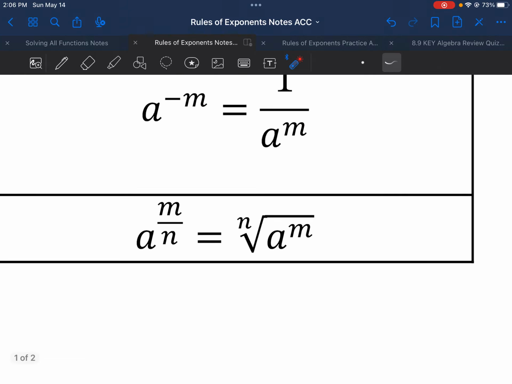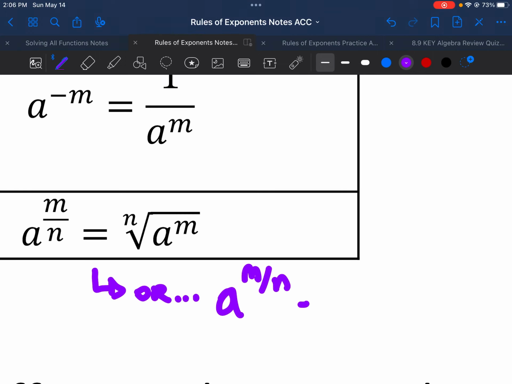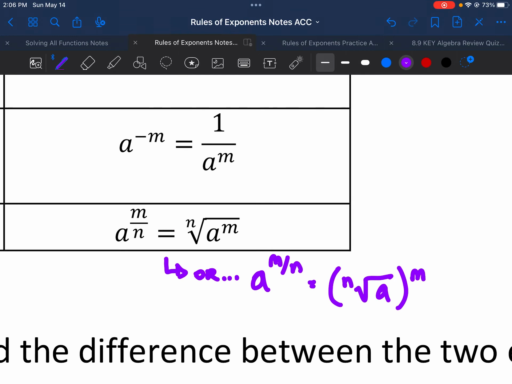Okay, and then we have our fraction exponent rule. If you have some base a being raised to a fraction exponent m over n, then what we can say is that the denominator represents the root that we're going to take, the nth root of a to the m power. Another way to write this, a to the m over n power is equal to the nth root of a, all to the m power. So these two are equivalent to each other.